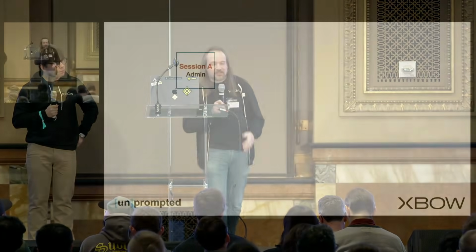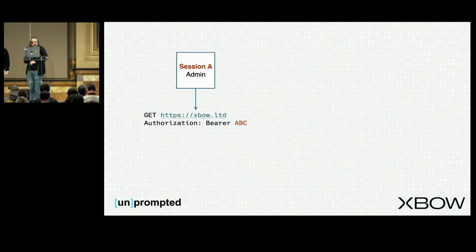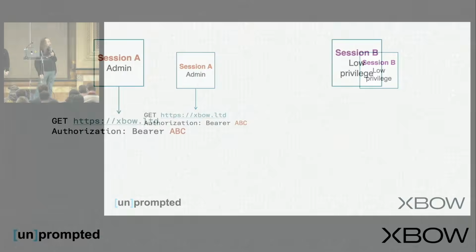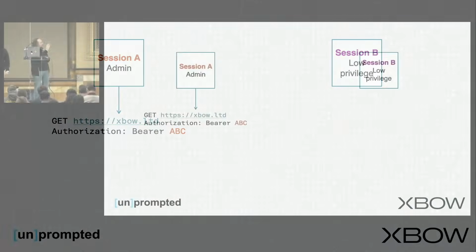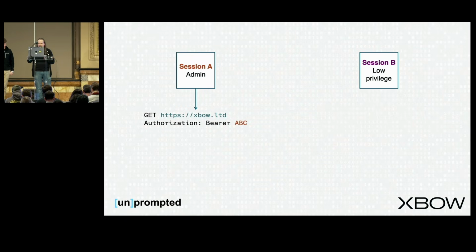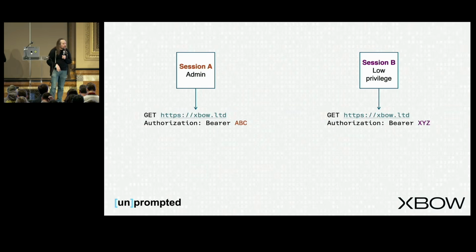So okay, let's consider this scenario. We've got one authenticated session as admin, browsing around the site. It makes a request to some endpoint with its admin bearer token. Now, to understand whether that endpoint requires some kind of authorization, we would like to be able to make the exact same request, but under the context of a low-privilege user, right?